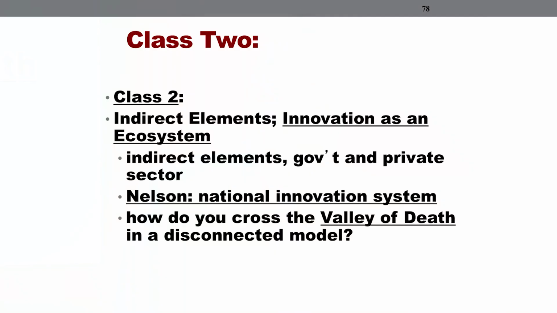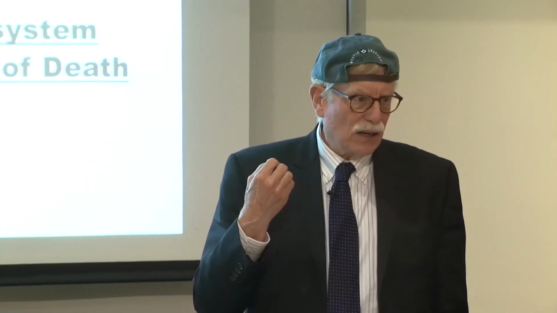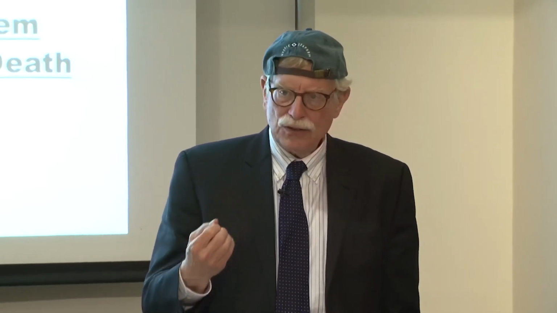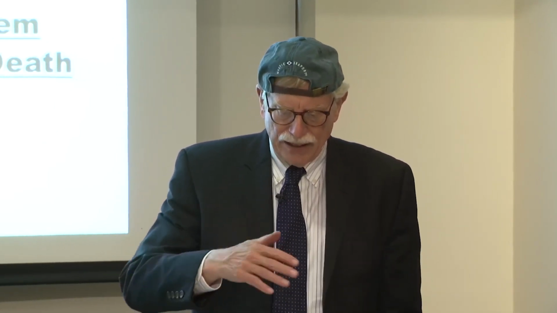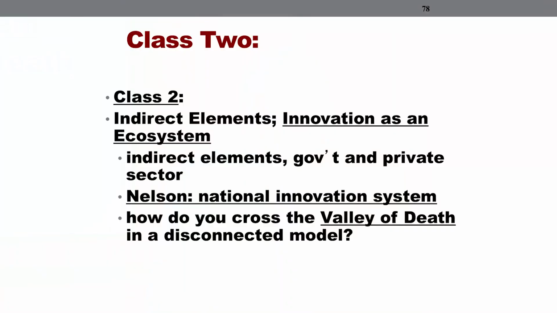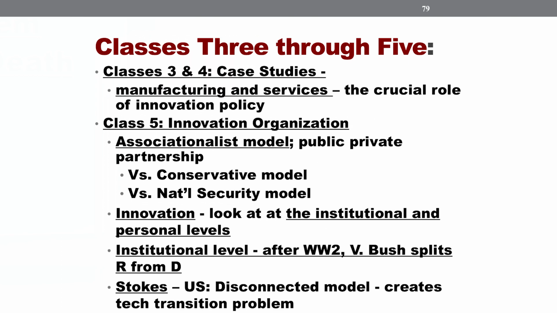Then in class two, we talked about the indirect elements in this larger ecosystem. And government controls some, private sector controls more. But that gives us an idea of looking at innovation as a system, which Richard Nelson contributed to. And then within that system, you look at the strength of the innovation actors, and you can begin to think of your innovation organization as a third direct innovation factor. And that leads us into the whole problem of how do you cross the valley of death if you've got a disconnected model.